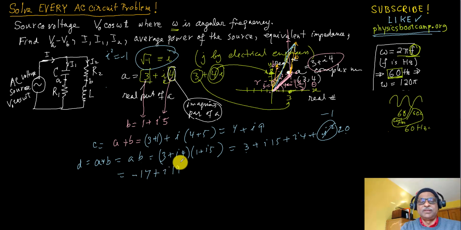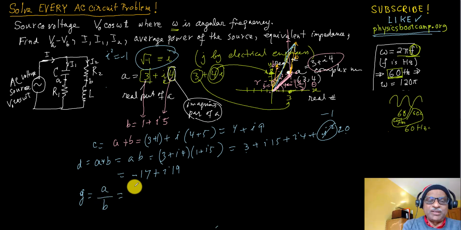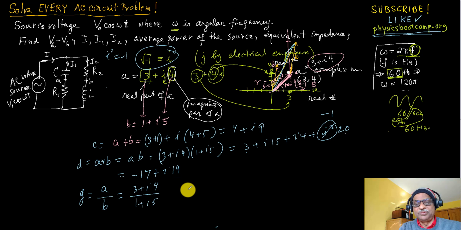How about divide? Say g equals a divided by b. Now that's a pretty hard problem. So I just have to write down 3 plus I4 and 1 plus I5, and I'm stuck now. So the trick is to convert the denominator into a real number. So what do I do to convert the denominator into a real number?